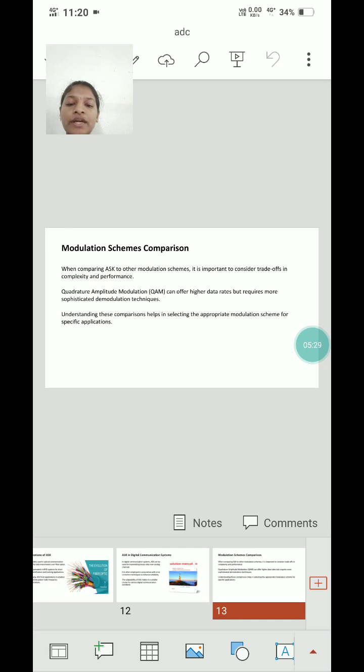Modulation schemes comparison. When comparing amplitude shift keying to other modulation schemes, it is important to consider the trade-off between complexity and performance. Quadrature amplitude modulation can offer higher data rates but requires more sophisticated demodulation techniques. Understanding these comparisons helps in selecting the appropriate modulation scheme for specific applications.